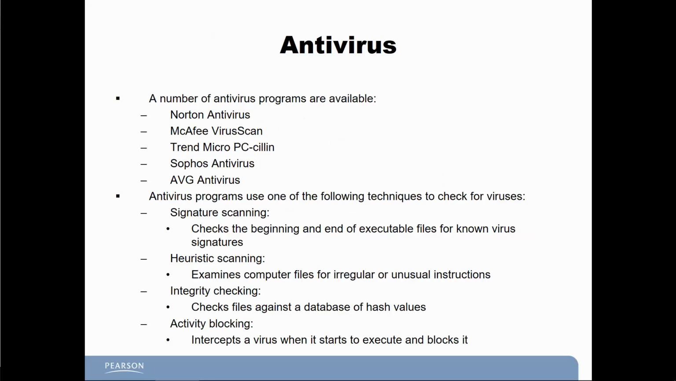So antiviruses, big ones that are out there like Norton and Panda and Trend Micro and AVG. Not all antiviruses are created equally. So you have to figure out, are they scanning based off of signatures, based off of heuristics, based off of integrity, or maybe by just activity blocking? If they notice certain activity, they block that way. You need to do your research on which antivirus is going to work for you, because every year antiviruses will change. So what may work one year may not work the next.